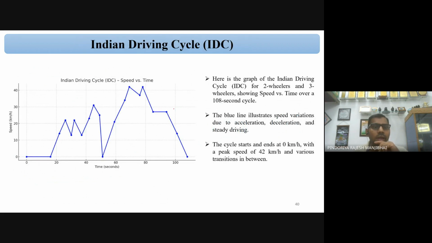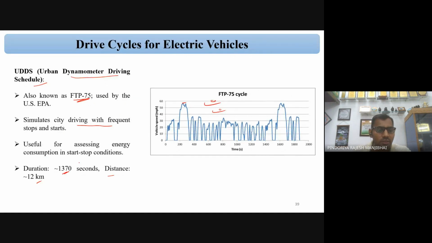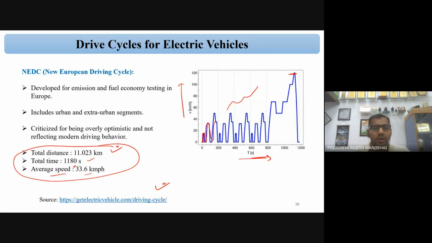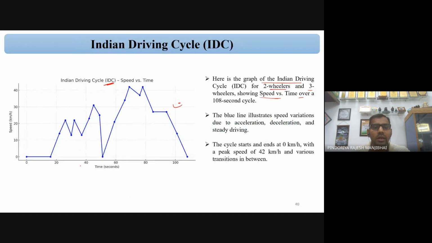And this one is an Indian driving cycle, the IDC. Maybe you can search on the internet for the Nepal driving cycle. Here is a graph of the Indian driving cycle for two-wheelers and three-wheelers, showing speed versus time over 108 seconds. So this time period is most important. Here is 1370 seconds, here is 1180 seconds, but in the Indian driving cycle there are only 108 seconds.